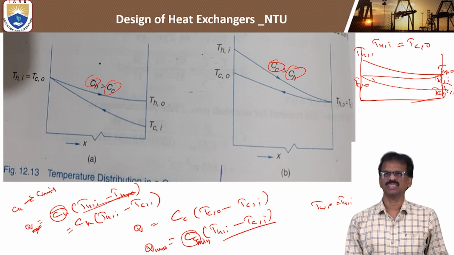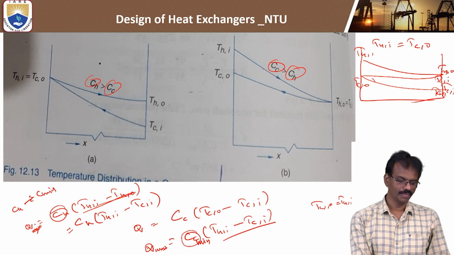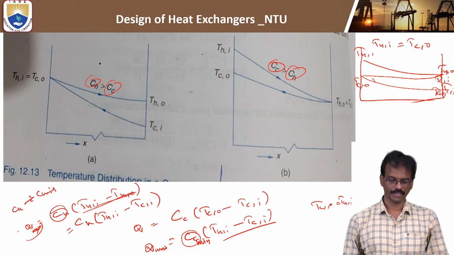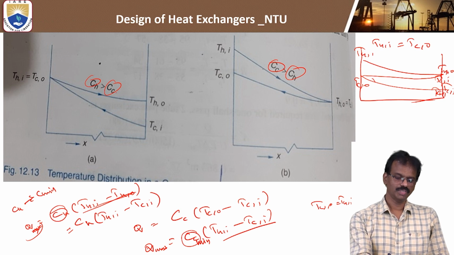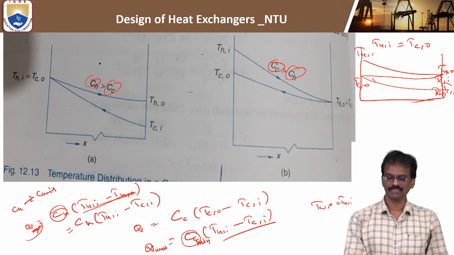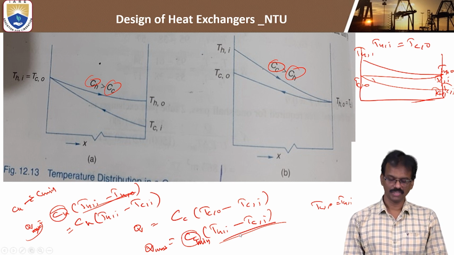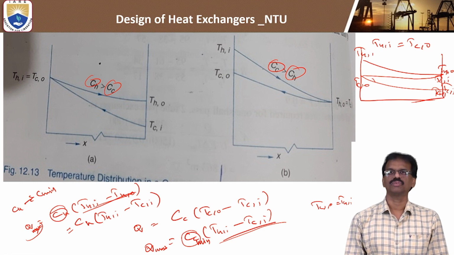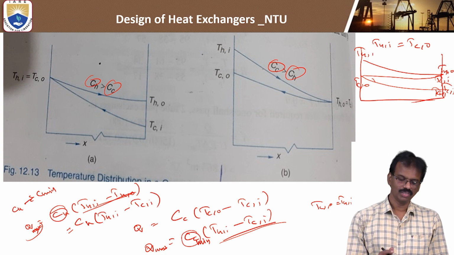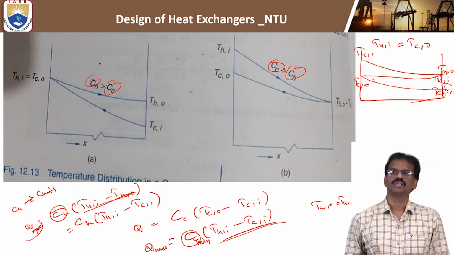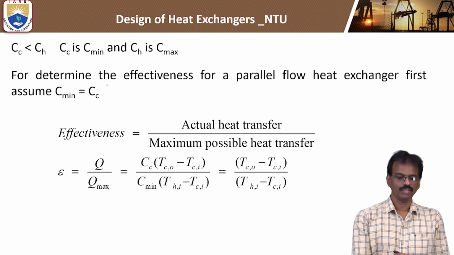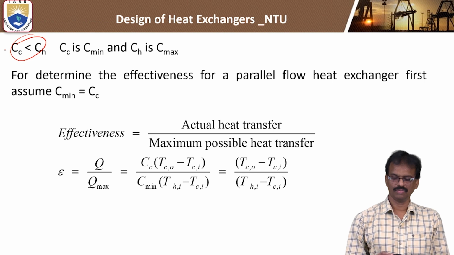So there are two conditions to get the maximum heat transfer rate. One is if Cc is minimum; that is one condition. If Ch is the minimum, that is the other condition. The maximum temperature difference is the difference between the inlet fluid temperatures, hot fluid inlet minus cold fluid inlet. By using these two conditions, we can solve using the NTU method. Here, I'm taking the first condition, like Cc.